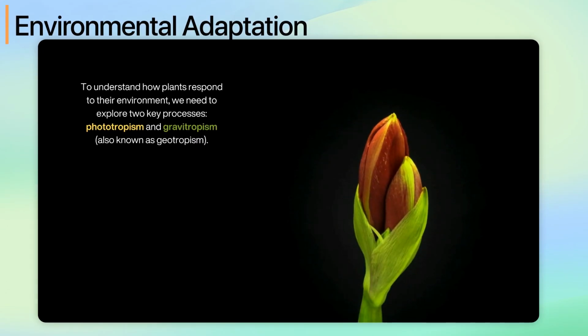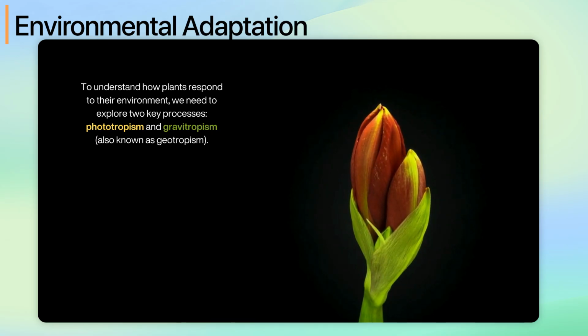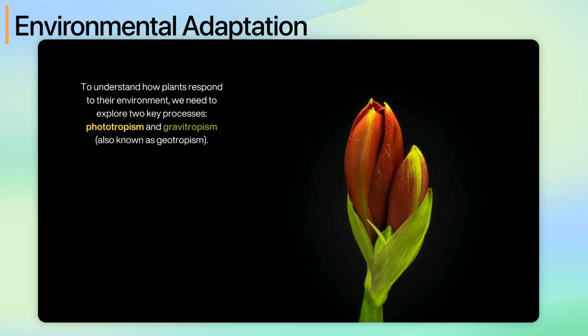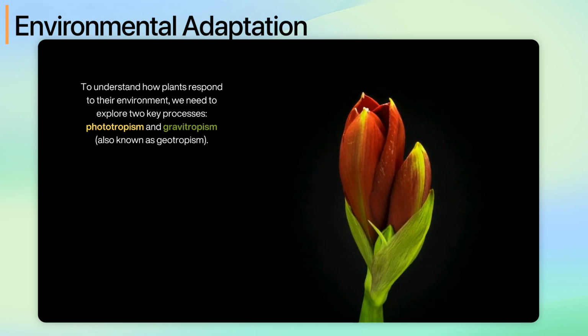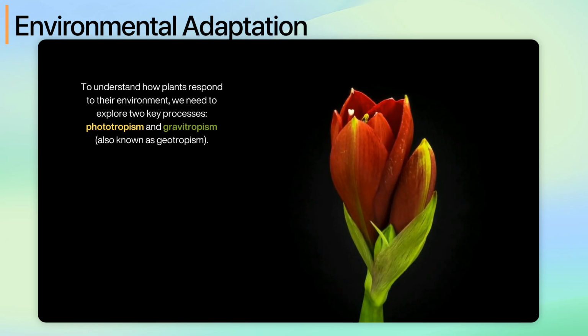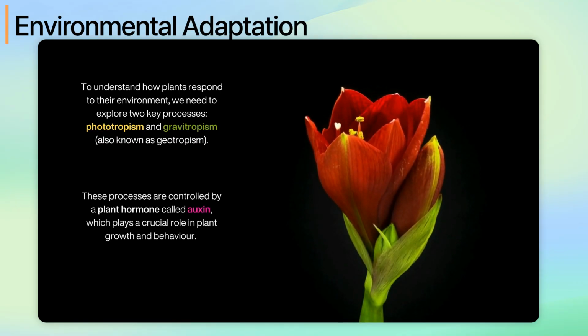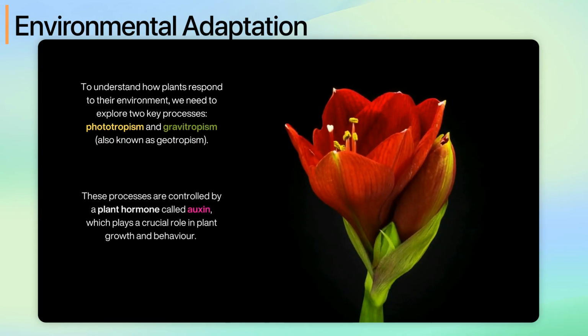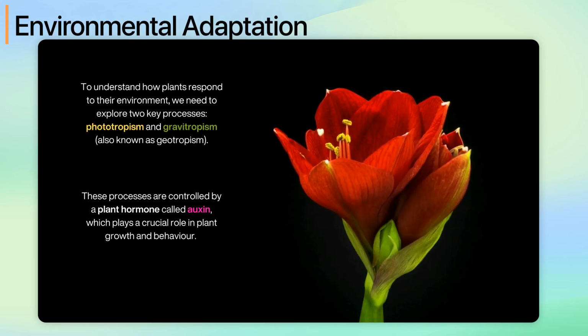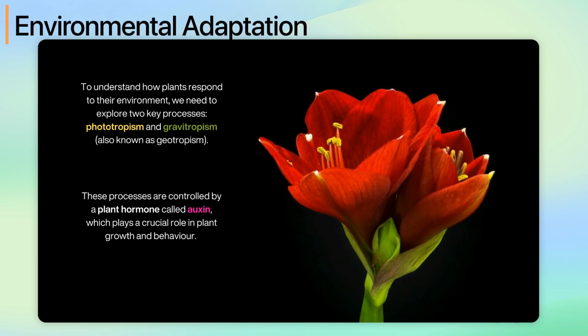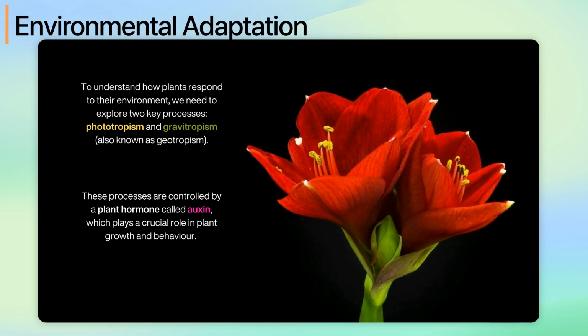To understand how plants respond to their environment, we need to explore two key processes: phototropism and gravitropism, also known as geotropism. These processes are controlled by a plant hormone called auxin, which plays a crucial role in plant growth and behavior. Let's break down these concepts.